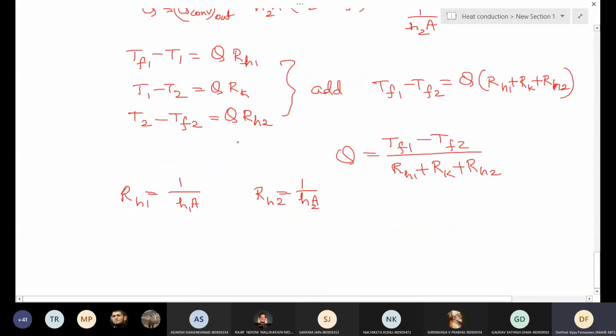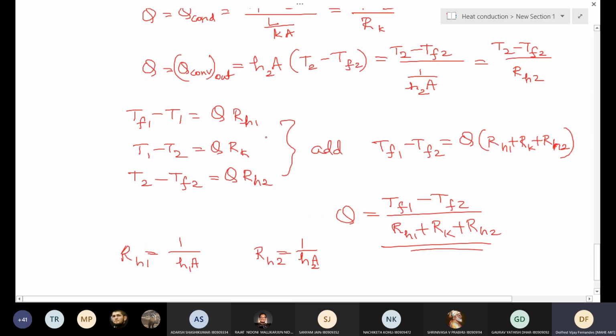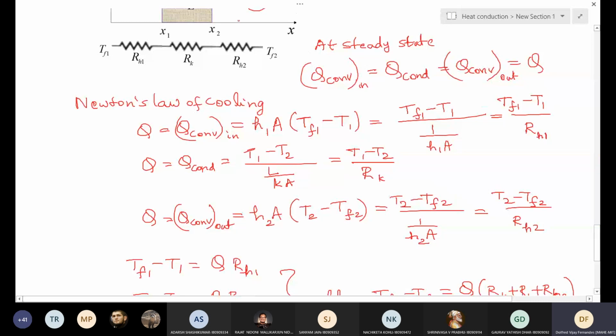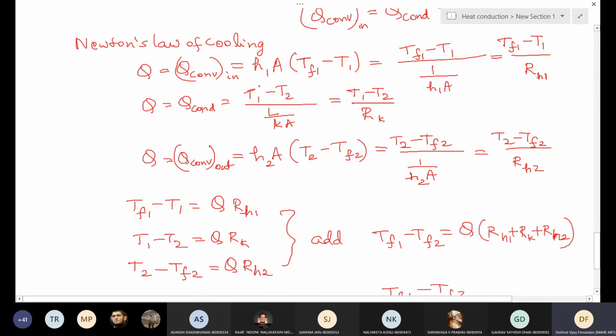So we have the formula. So now everywhere you can see that formula takes, okay, finally you can write easily using this electrical circuit. That's all. Only thing is, you should know what is the convection resistance, what is the conduction resistance, and again what is the convection resistance.